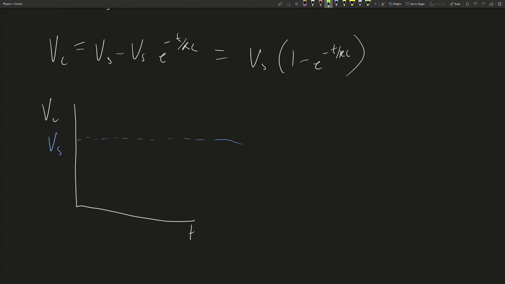And then the capacitor voltage will just be starting at 0, and then it will grow like an exponential decay function that's been reflected and approach that limiting value as time goes to infinity. So this is what the capacitor voltage looks like when you're charging it starting at 0 volts.